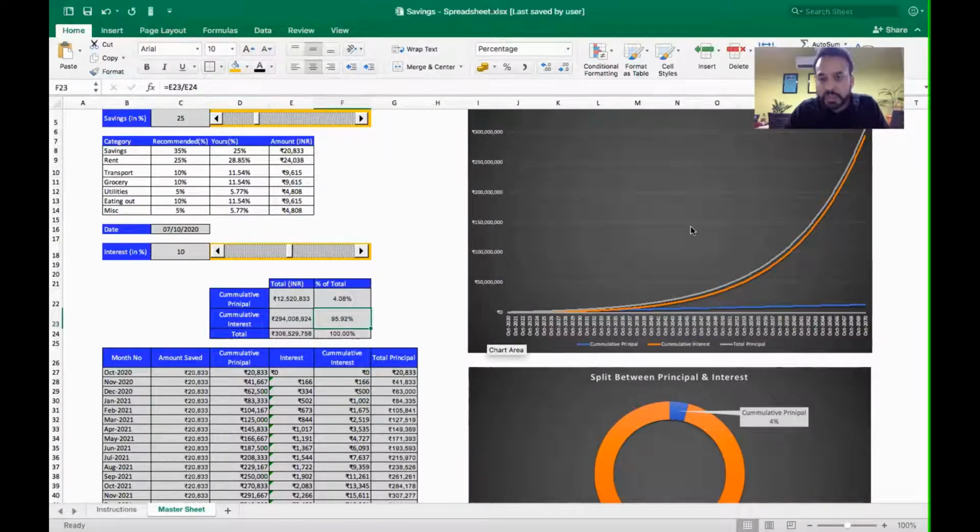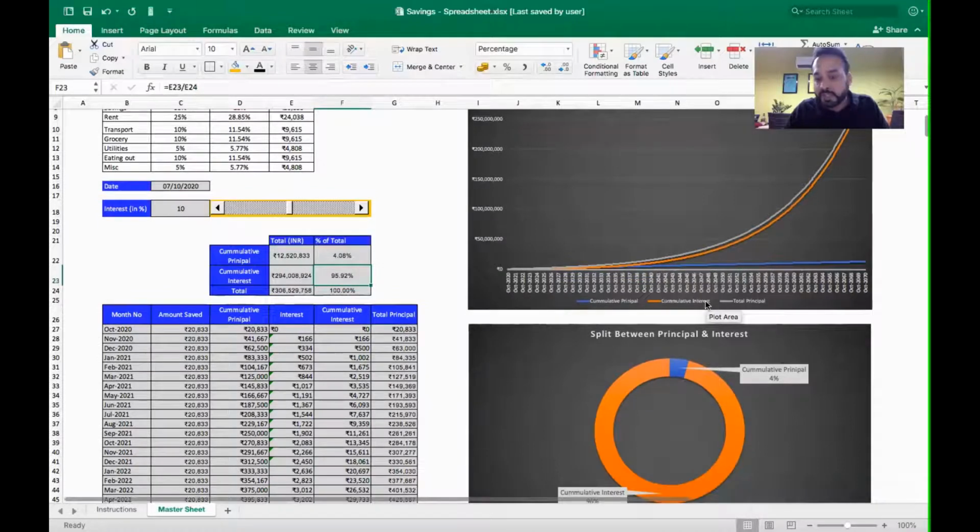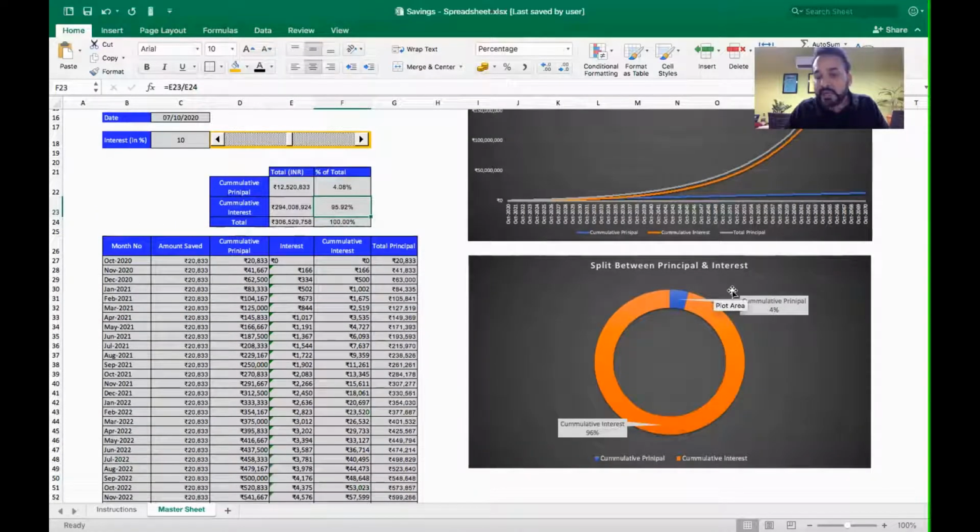You can also see that depicted on the right-hand side. The blue line is your principal, the orange line is your interest, and the gray is the total amount that you would end up saving or earning. We've shown the split of the interest and the principal in this chart below. 96% is in interest, as we spoke about, and principal is 4%.